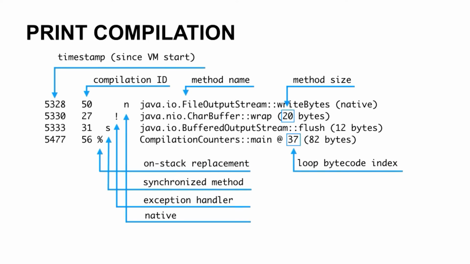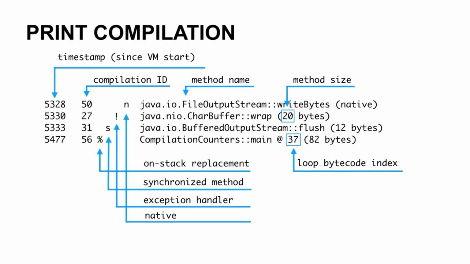The few other things that can appear in the compilation output, the flags in the middle, are the % sign, which we saw, which is what's called an on-stack replacement. This is a loop compilation. So when you see that, you'll also see a loop bytecode index to the right of the method name. This is basically just a line number, except in bytecode. You can also see an S flag, which indicates that the method is synchronized, a bang, which indicates that the method has a try, catch, finally construct, or an N, which indicates a native method.